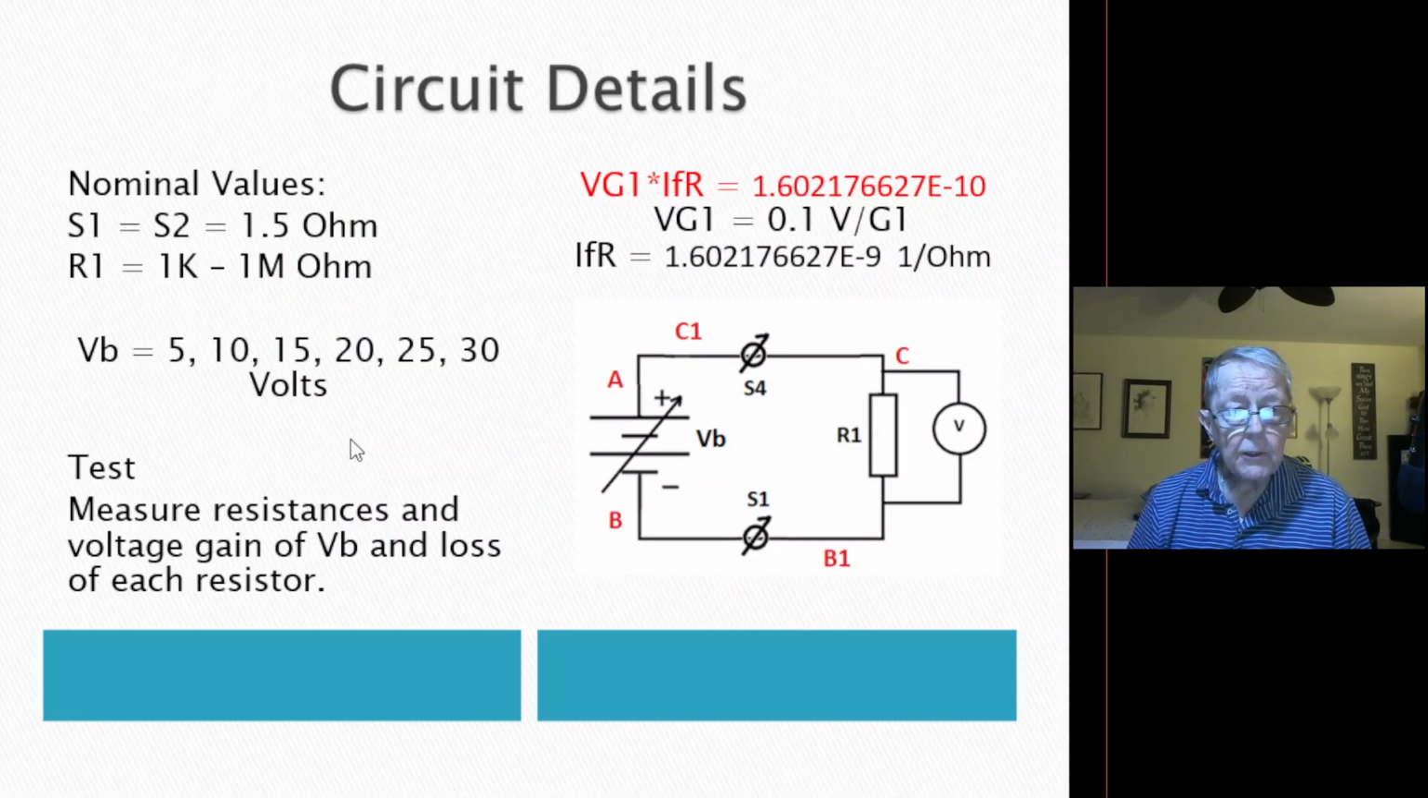Well, here are the circuit details that I used during the calculations. S1, S2 is 1.5 ohm. R1 is anywhere from 1K to 1 megaohm. When I do the test, I'll be using a larger range. I actually used 4K. I stuck with 4K in my calculations, but I did vary the voltage from 5 to 30, which is what my power supply can do. And yes, these are the same numbers I use in my calculations.